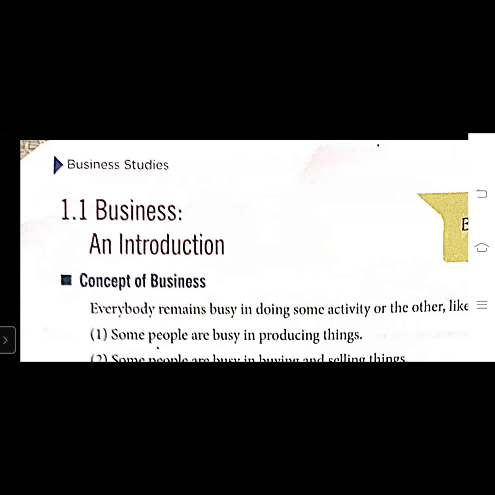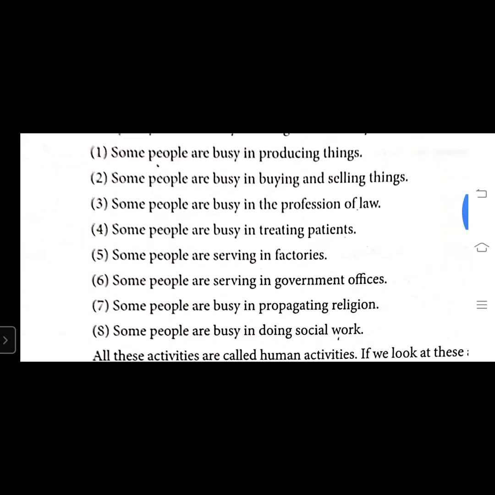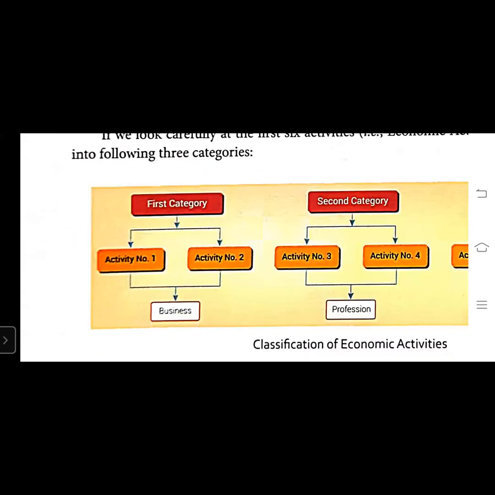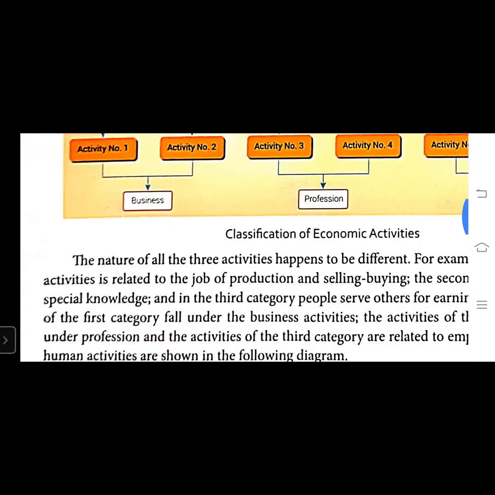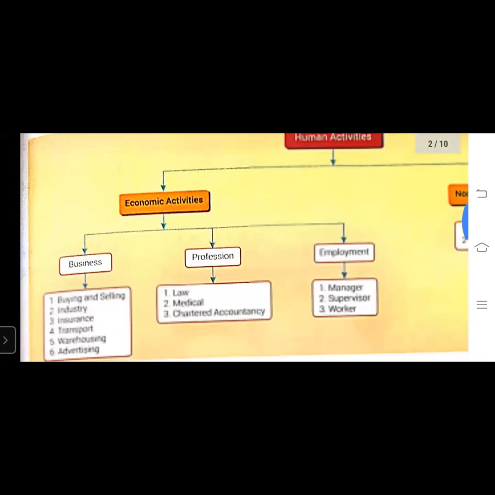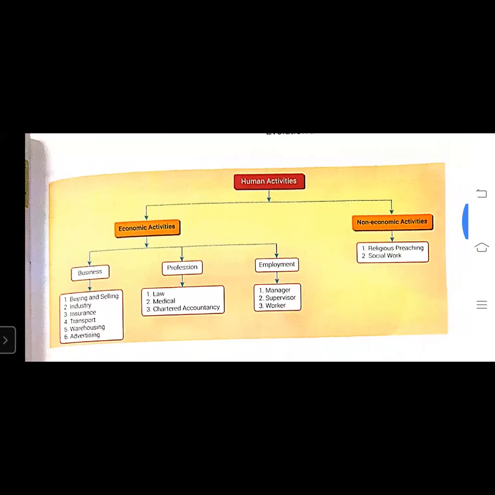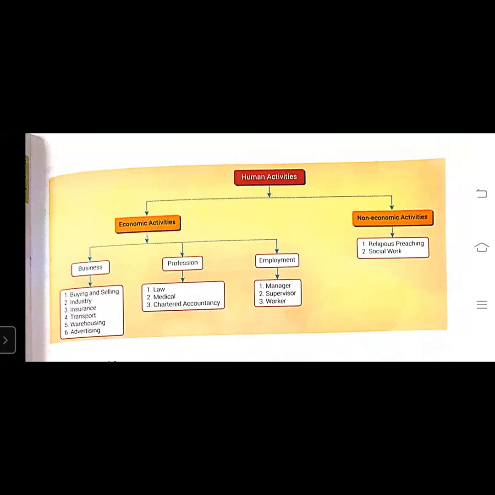Depending on wants, all human activities can broadly be divided into two categories. The first one is the economic activity and the second one is the non-economic activity. We have already discussed these two things. This diagram shows economic activity and non-economic activity.